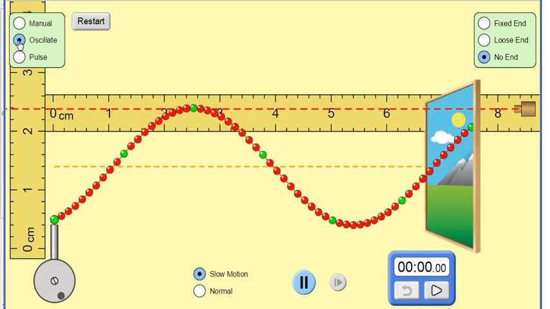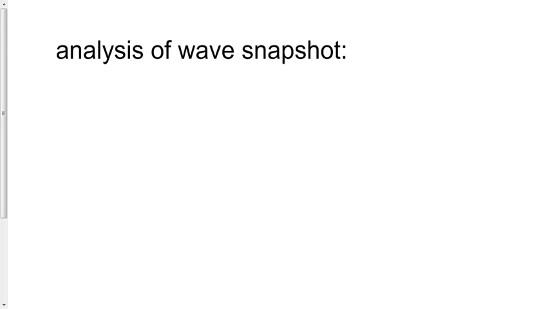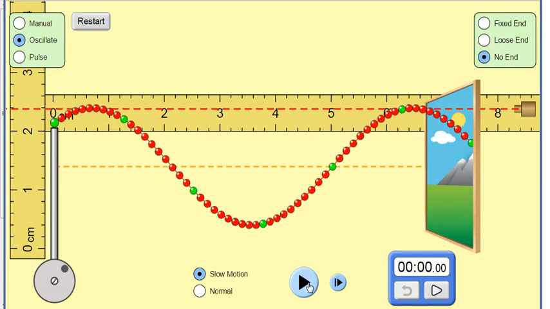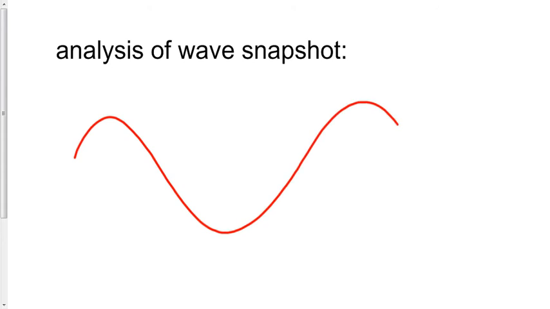Anyway, what are all these different bits and bobs? We've got amplitude, wavelength, period, and frequency. Well, we can get them from different things. One thing we can do is analysis of a wave snapshot, like a photograph. If I just press pause, I can freeze the screen, I can freeze the wave. Certain analysis can be done from that. So if we draw something like this, here we go. We can get certain things from having a snapshot of the wave.